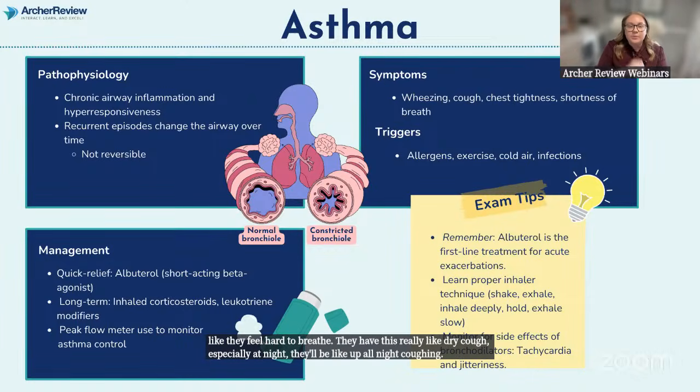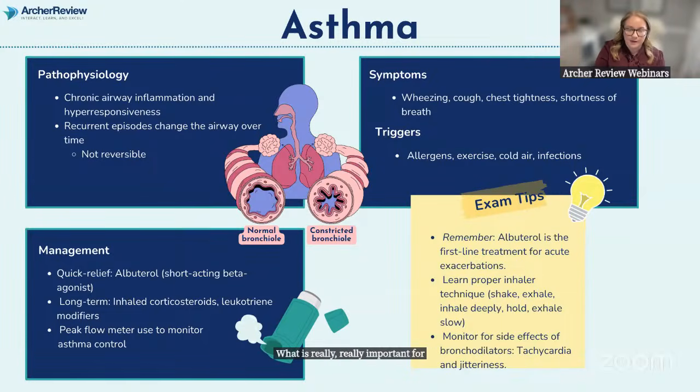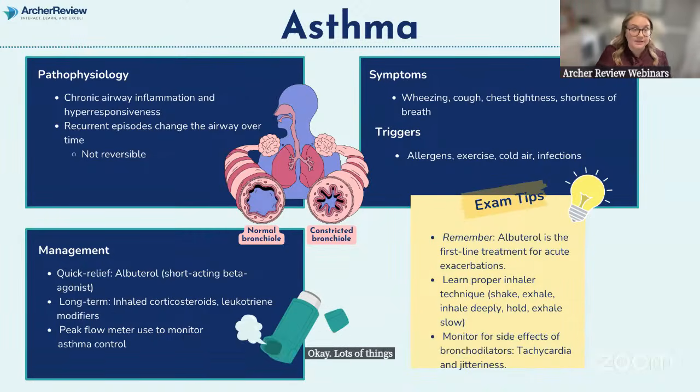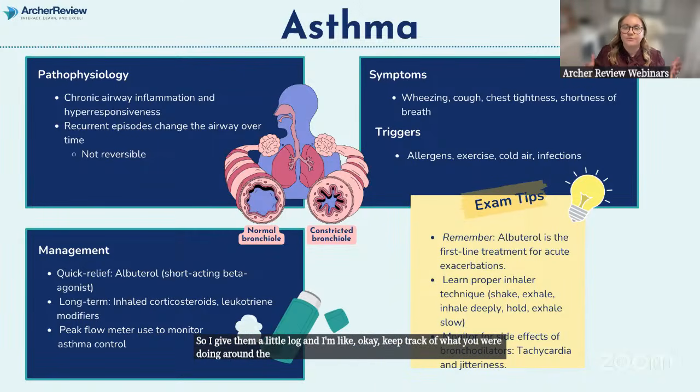What is really, really important for these kiddos with asthma is to help them identify their triggers, okay? Lots of things can cause this hyper-responsive episode. Really common are allergens, dust mites, mold. It could also be sports, running and playing soccer, having a fever, getting an infection, or just being exposed to cold air. So I give them a little log and I'm like, okay, keep track of what you were doing around the time you have this episode. And then we can try to pick up on patterns.